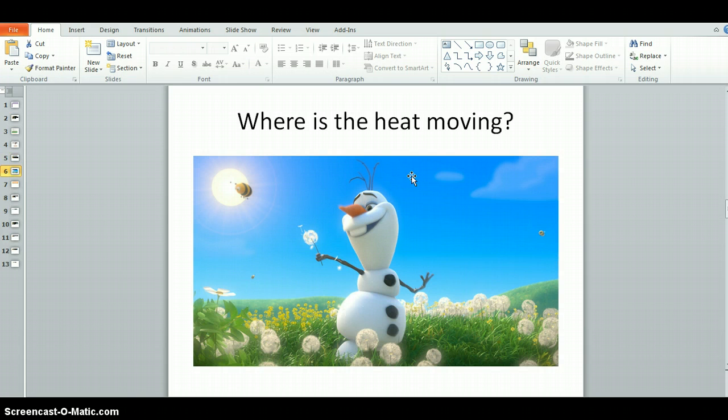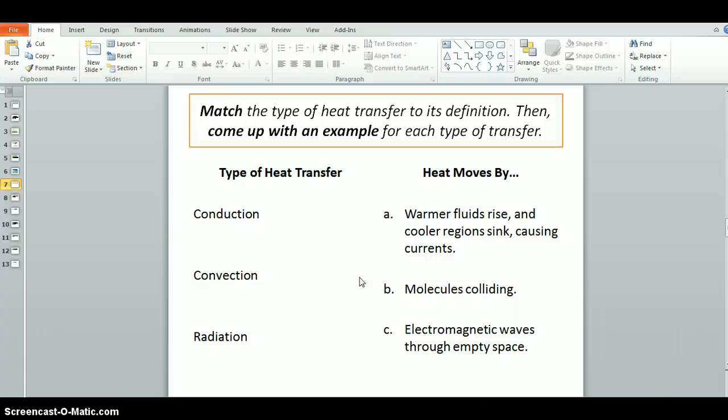So Olaf, when he got to experience spring, if you guys have seen Frozen, the heat is moving here. Olaf is cold and the sun is hot. So the heat is transferring from the hot sun to chilly Olaf, and eventually Olaf will start to melt because the heat is being transferred from the sun to his cold body, and then causing it to heat up.